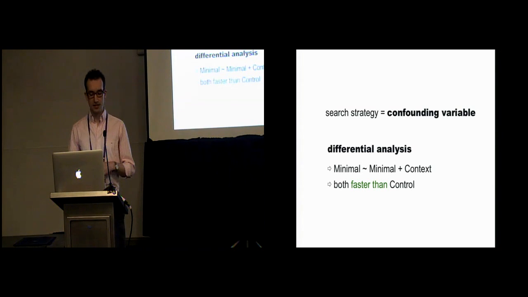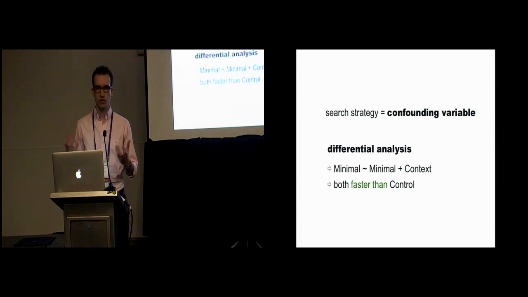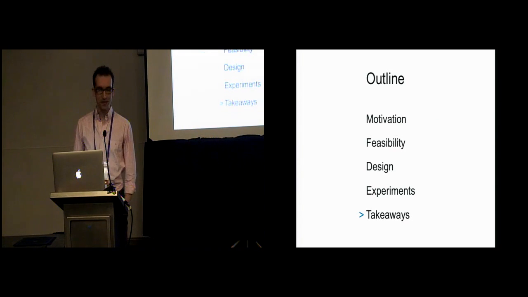And in that case, we found that minimal and minimal plus context variants fared similarly well, and they were both faster than the control condition. So to sum up, this inconsistency of results that we first found came down to this other variable that we had to account for.